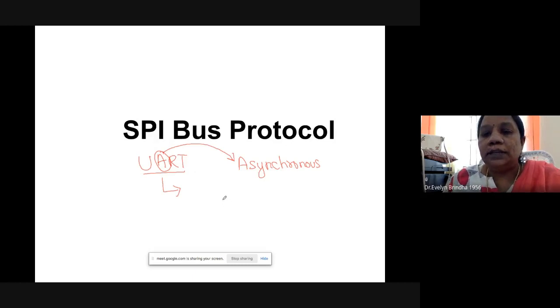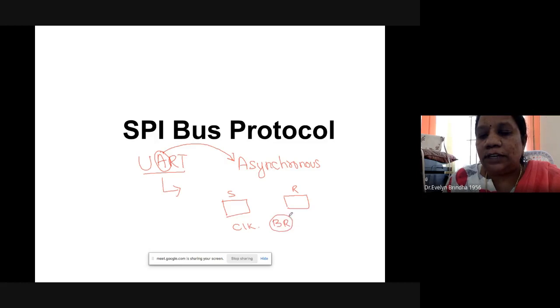What do you mean by an asynchronous way of communication? You have the sender, you have the receiver, right? There is no common clock governing the speed of transmission. The sender will send at one speed, the receiver will receive at another speed. So in order to avoid that, we saw setting of baud rate.